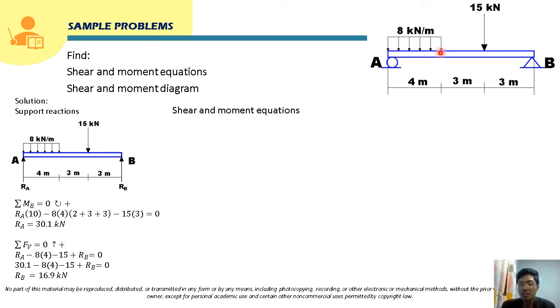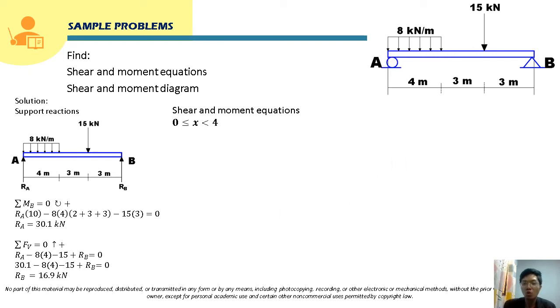Now for the second segment, from this point up to the location of the concentrated load, that will be our second segment. So from this point to this point will be our second segment. And then for the last segment, class, that will be from the concentrated load up to the another concentrated load, which is here. So that will be our third segment. Now for the first segment, class, that will be from 0 to 4.